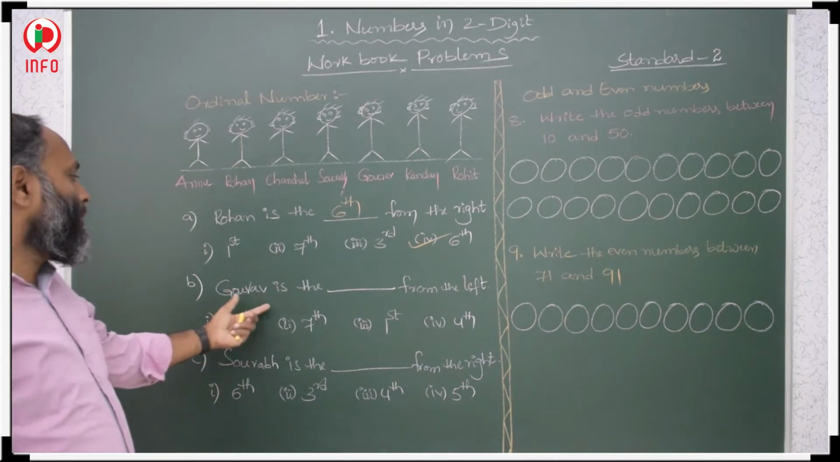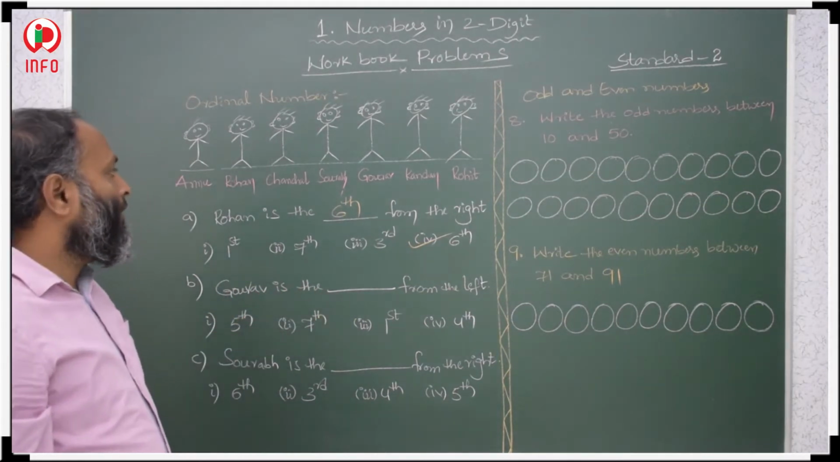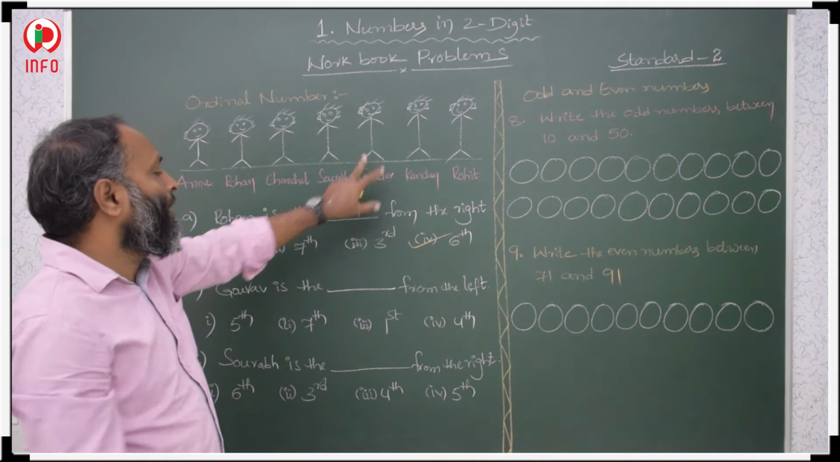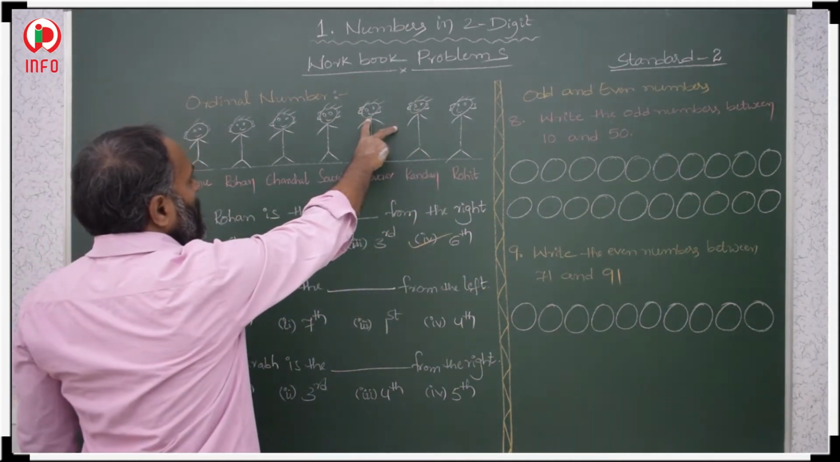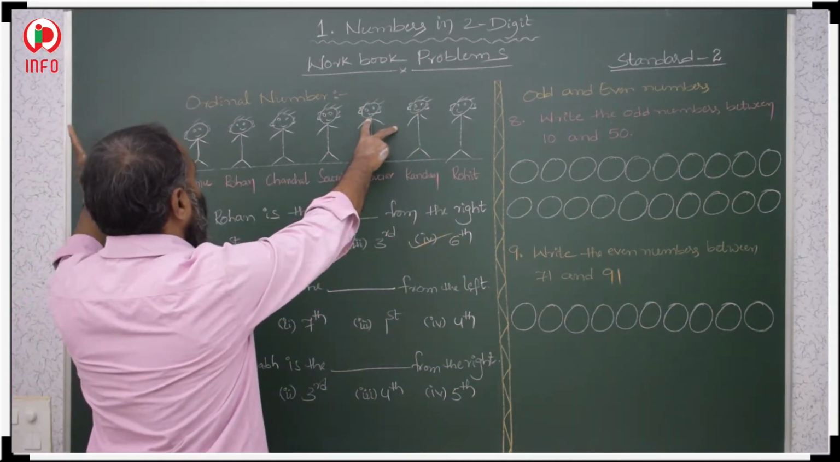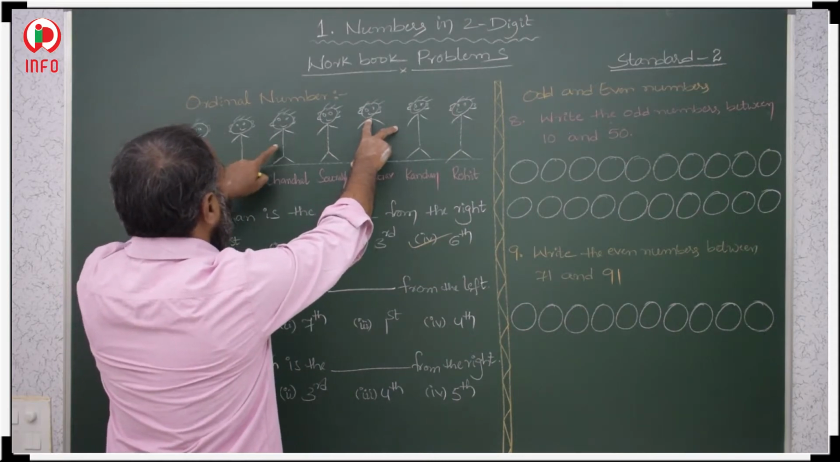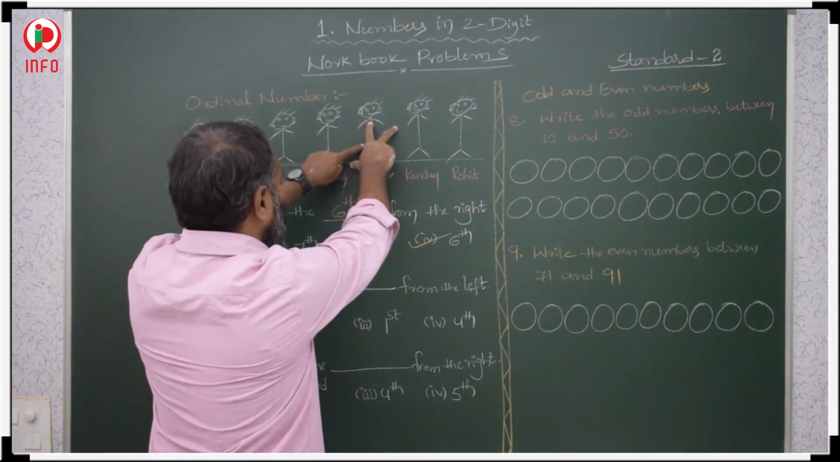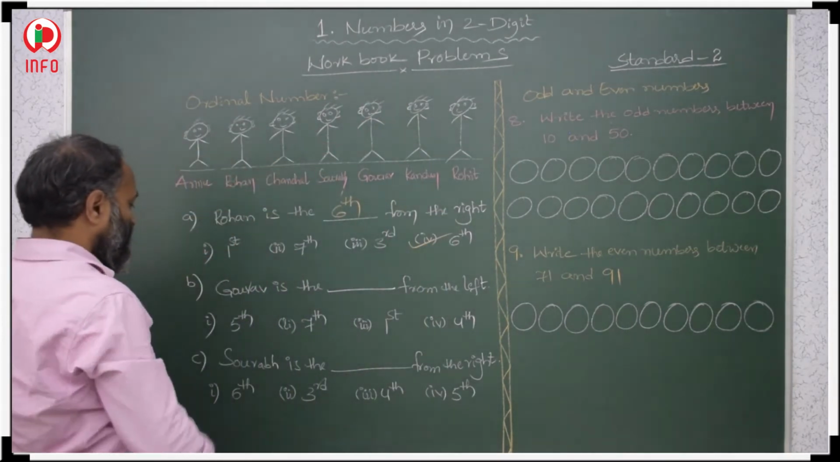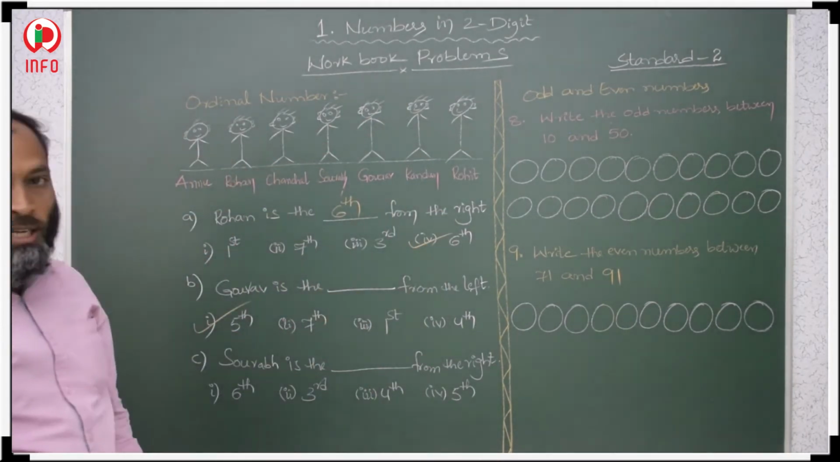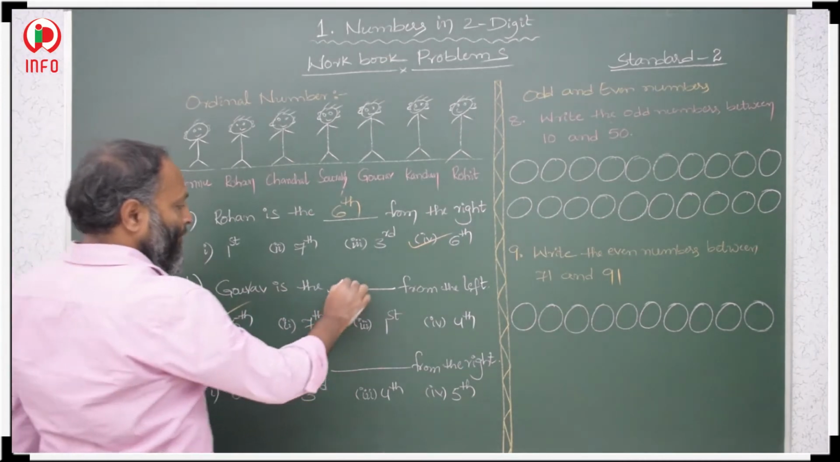Now, Gaurav is the dash from the left. Where is Gaurav? Here is Gaurav. So what's his place from the left? From left means from this side. 1, 2, 3, 4, 5. Fifth place. This answer is correct: fifth from left.